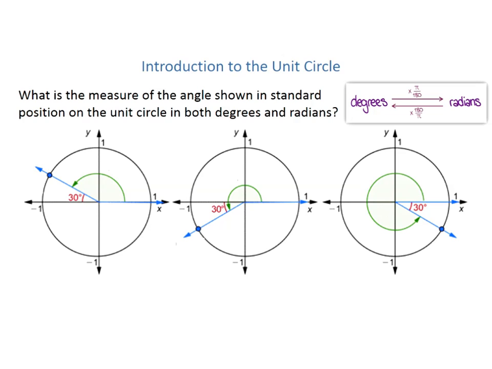So this says, what is the measure of the angle shown in standard position on the unit circle in both degrees and radians? Degrees and radians. So we see over here there's a little chart. In order to get from degrees to radians, which we did in the previous recording, we multiply by pi over 180. In order to go the other way, from radians to degrees, we multiply by 180 over pi.